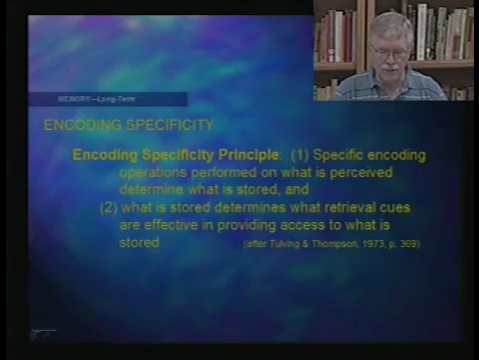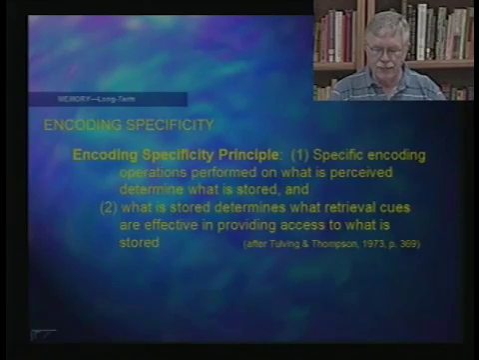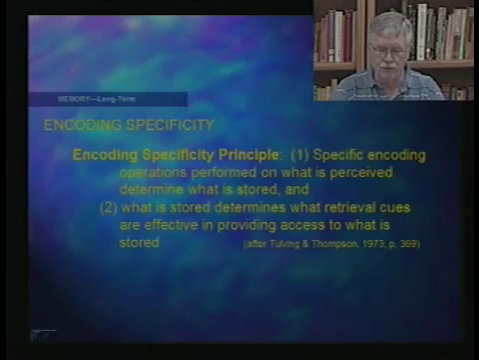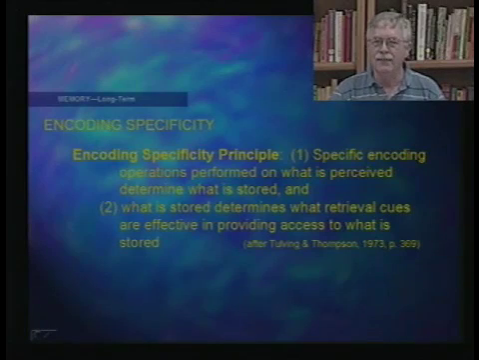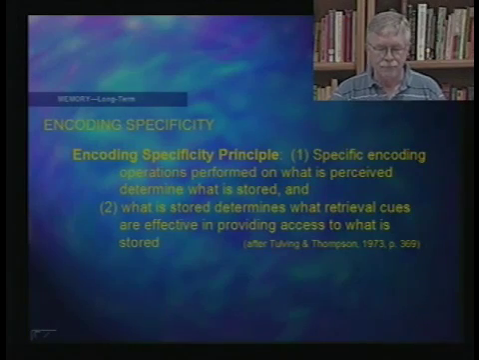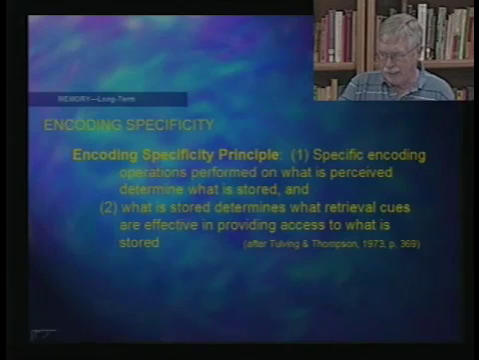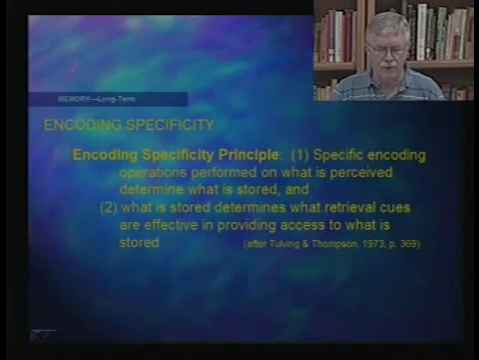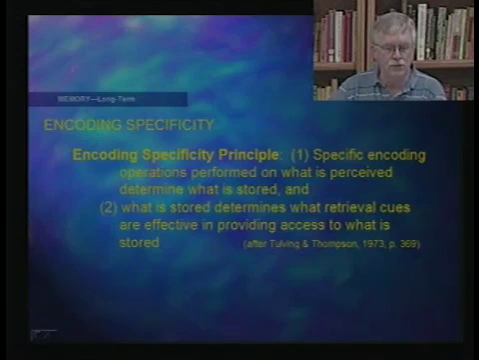So that is the encoding specificity principle, divided into its two major components. It was proposed originally by Tulving and Thompson back in the early to mid-70s. And if we look at that in terms of the various features that we can talk about, I'll go back to the division that I used a little bit earlier.